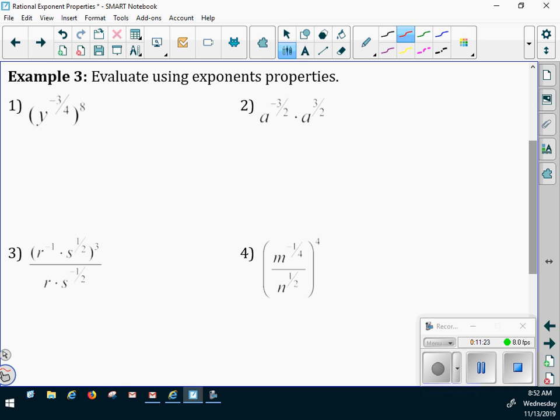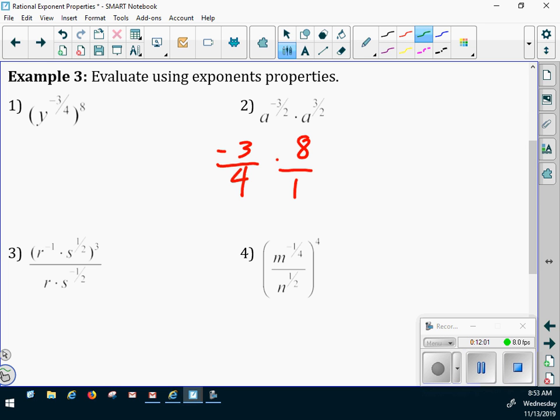Now listen to me. You can do these problems 2 different ways. You can deal with the negative exponent first, or you can raise the power to the power first. It does not matter. You're going to get the same answer. I would raise the power to the power first. So let's talk about raising the power to the power. Negative 3/4 times 8. Now, don't you dare tell me negative 24 over 4, I don't want to hear it.